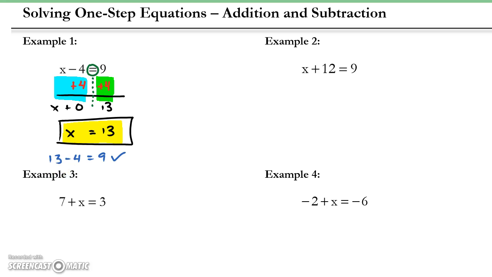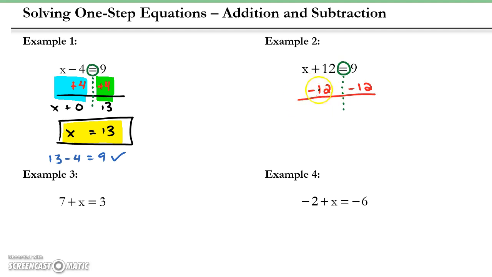Example 2, I'm going to do slightly differently as far as I'm not going to show as much of my work, or I'm not going to show all of the highlighting, but the process is exactly the same. I have an equation because I have an equal sign. I'm going to draw this to separate my two sides of my equation. On the left side, I have x plus 12. On the right side, I have 9. I don't want x plus 12, I want just x. To get rid of plus 12, I do the opposite of adding, and that is to subtract 12. But again, if I'm going to subtract 12 on the left side, I'm going to also subtract 12 on the right side.